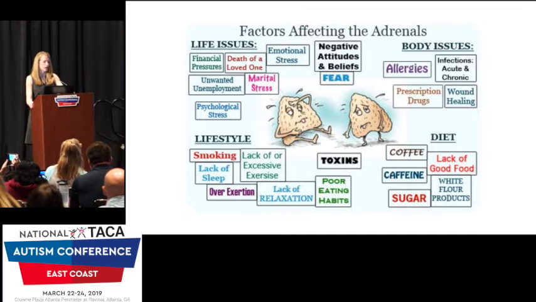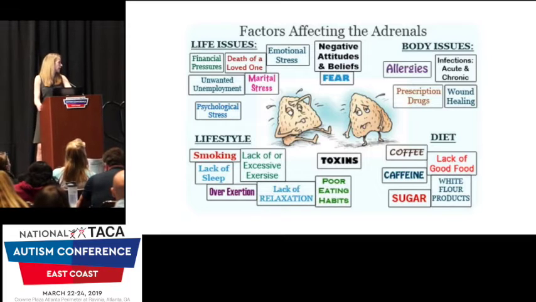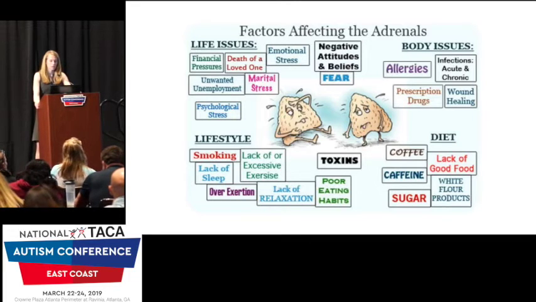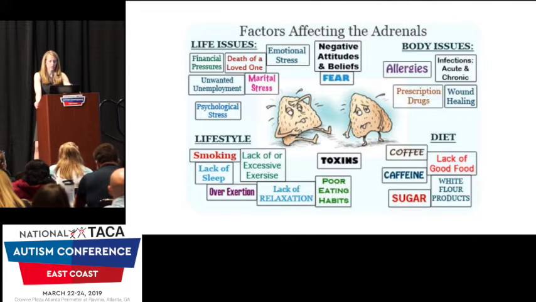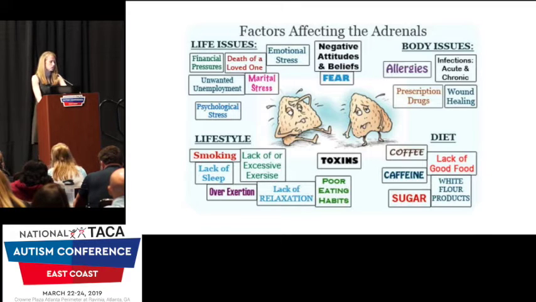So for instance, lifestyle: lack of sleep, which a lot of our kids have issues with, can cause stress; lack of exercise or movement; poor eating habits and dietary interventions, so a lot of sugar or white products, wheat products, caffeine, coffee. But then the environmental exposures as well, so toxins, allergies, chronic or acute infections can affect the adrenal glands. Prescription drugs can affect them, but then also lifestyle stressors in general.